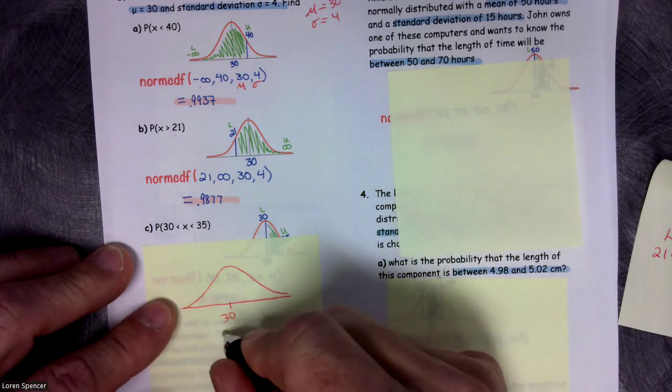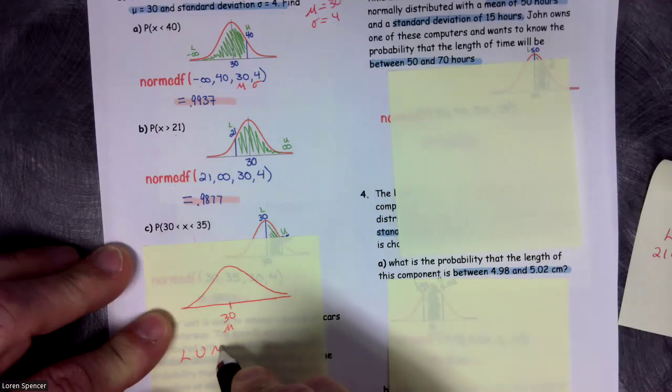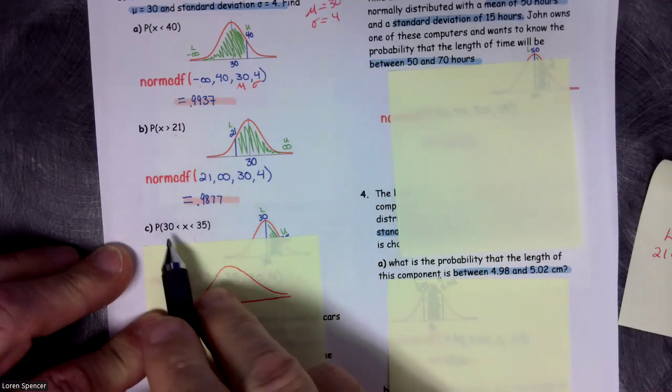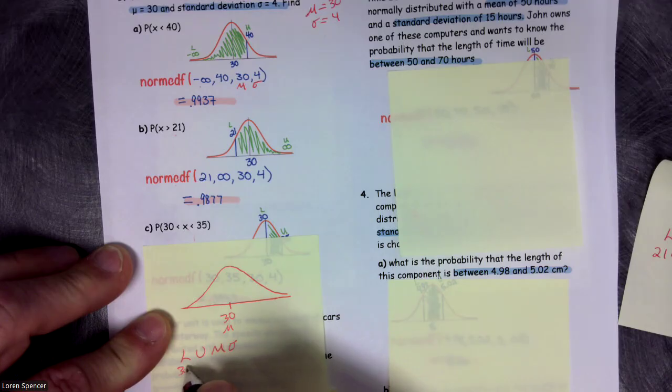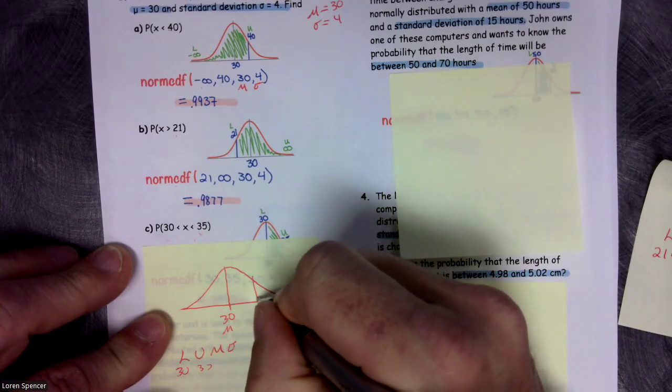So this is our mean, okay? And remember, this is the LUMO: lower, upper, mean, standard deviation. Well, what's the lower part? Oh, the lower thing is 30. What's the upper? 35. So I know I'm starting here at my mean. I'm shading up to 35.